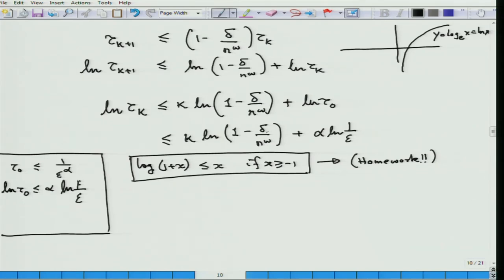So, here I can take 1 plus x, where x could be this, minus delta by n to the power omega. So, what would happen is the following: log of tau k is less than or equal to k times x, which is here minus delta by n to the power omega. Obviously, this is bigger than minus 1. You can choose it in such a way that this is bigger than minus 1, delta by n to the power omega.